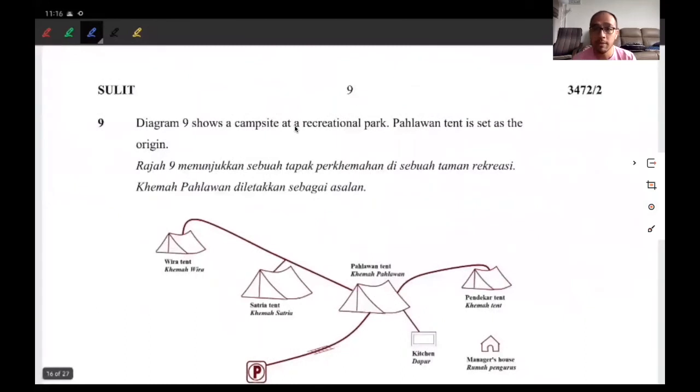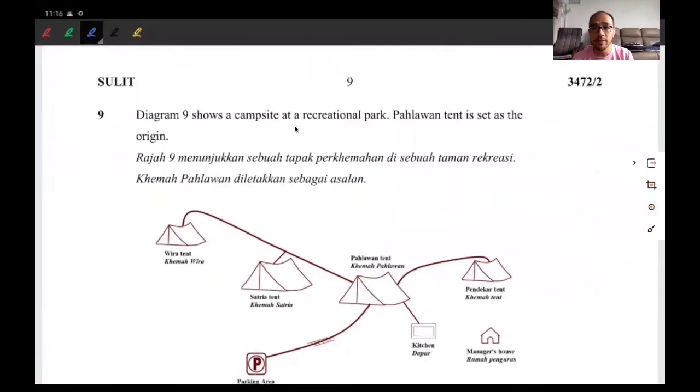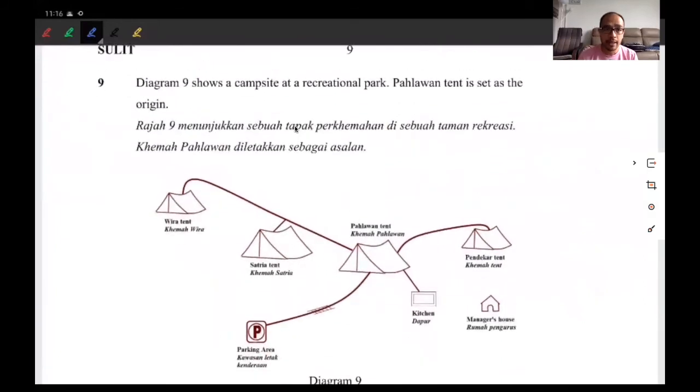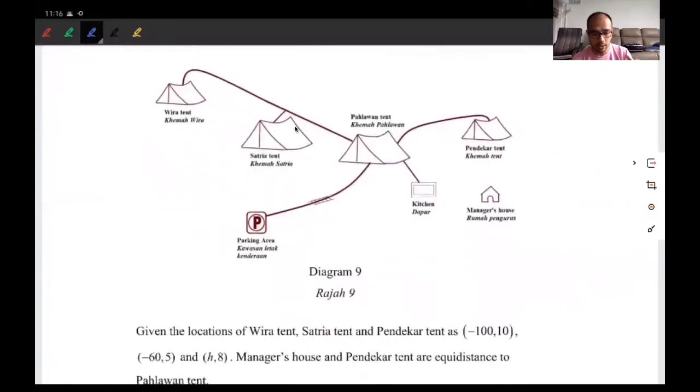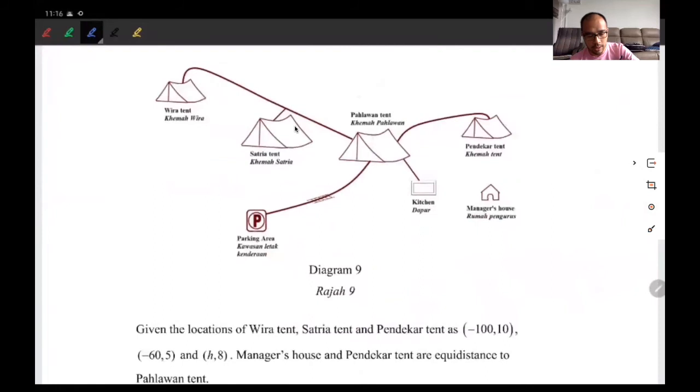Okay, now we come to this doozy of a question. There are two questions in this, which is very, very doozy. This is one of it. Diagram 9 shows a campsite at the recreational park. Pahlawan tent is set as the origin. So here is the origin, 0, 0. This is a coordinate geometry question.